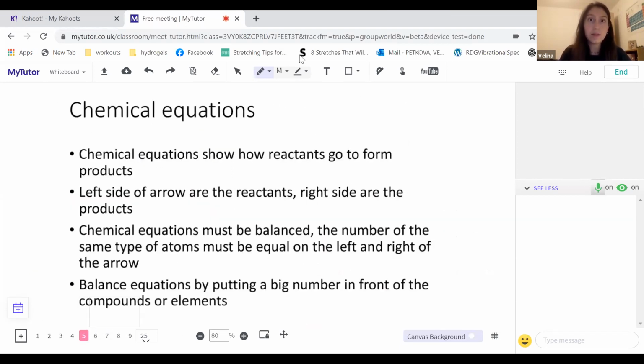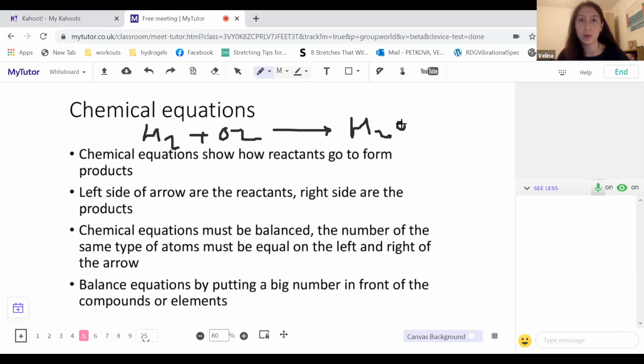Okay, so what did we learn about chemical equations? We know that a chemical equation shows how the reactants go to form products. So if we have our water equation, H2 plus O2 goes to form our product of water, H2O. These are our reactants, these are our products: left-hand side for reactants, right-hand side for products. The chemical reaction, we now know, must be balanced. What does that mean? It means that we have the same number of atoms on the left and on the right.